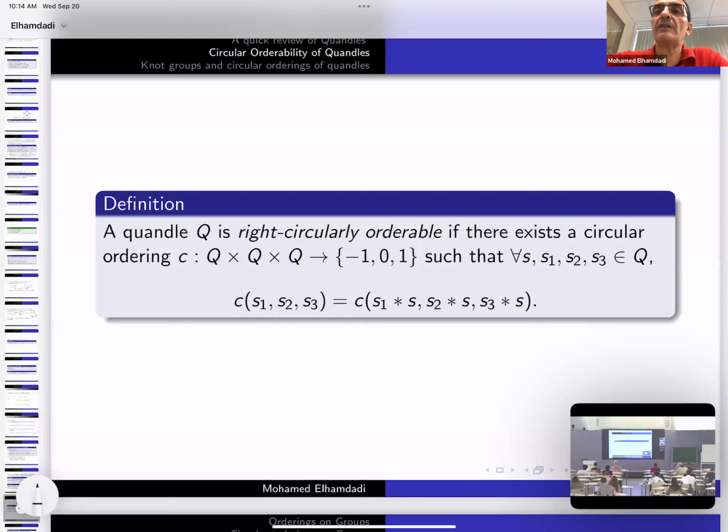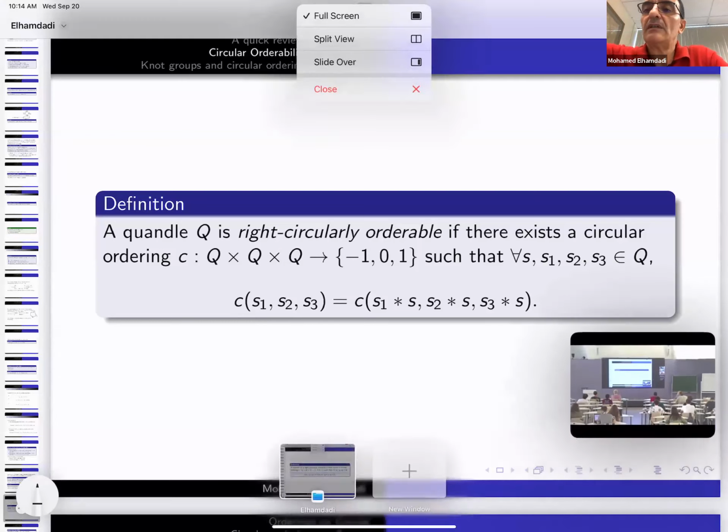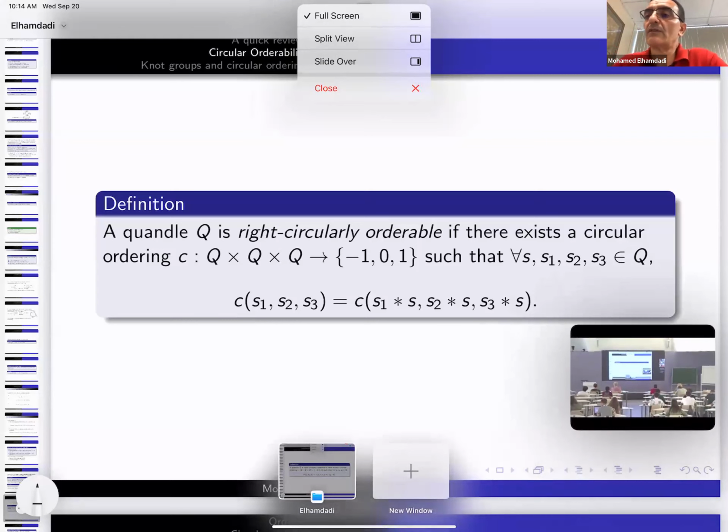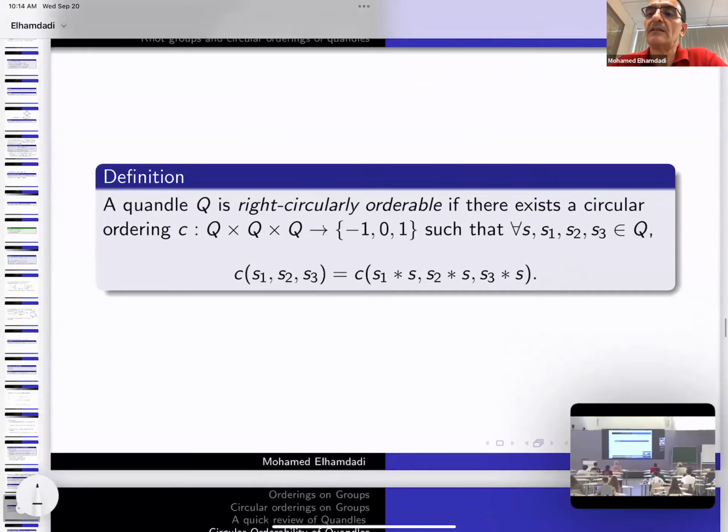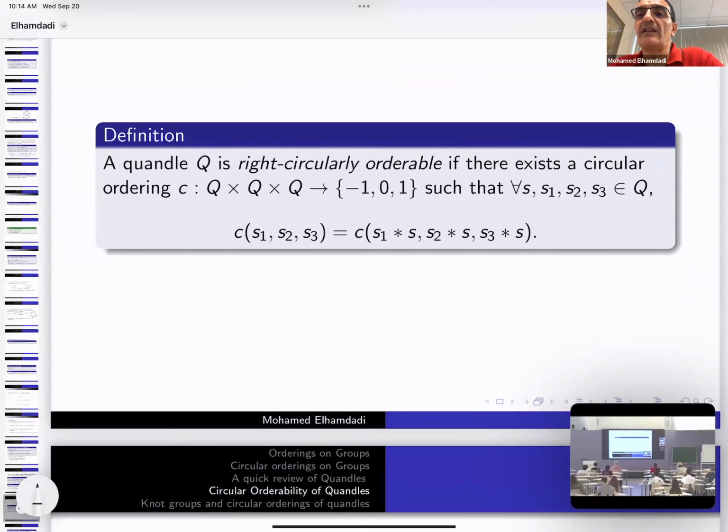Recently, with Ba, we defined the notion of right circular orderability of quandles, in parallel to the notion of right circular orderability of groups. Then we have a quandle. We consider a map C from Q^3 to {plus one, minus one, zero}, and we require that this map C is right invariant. Then it will be right circular orderable. If it's left invariant, then it will be left circular orderable. If it's both left invariant and right invariant, it will be bicircular orderable.